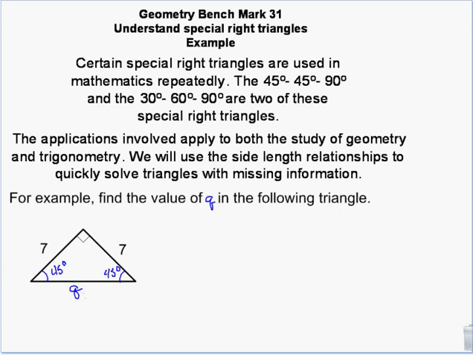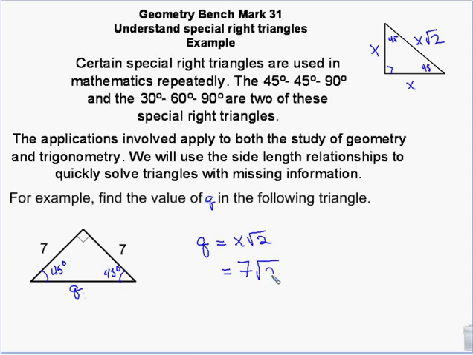Okay, so I know from my pattern with my 45, 45, 90, I have x, x, and x times the square root of 2. This is x, so q is going to be x times the square root of 2 from our pattern, which makes it 7 times the square root of 2. That's that missing side.